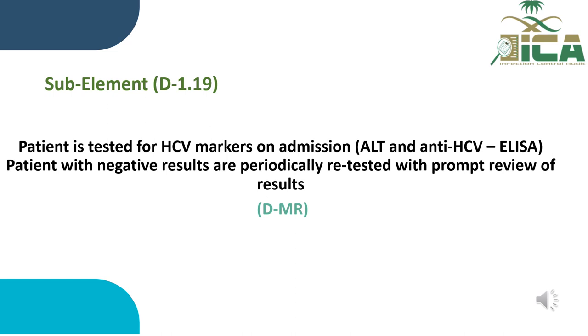Sub-element D1.19. The patient is tested for hepatitis C markers on admission, like ALT and anti-HCV by ELISA. Patients with negative results are periodically retested with prompt review of results. It is determined by documentation and medical record.